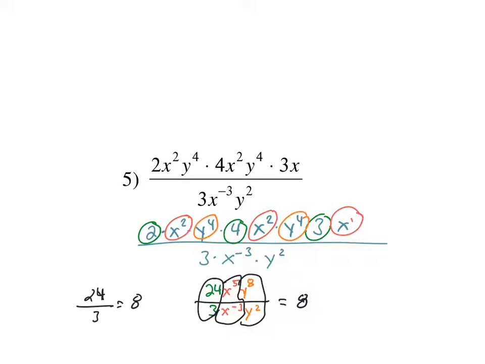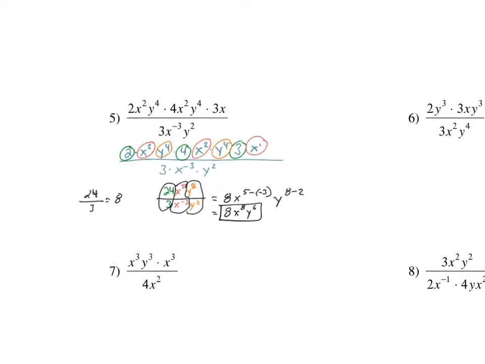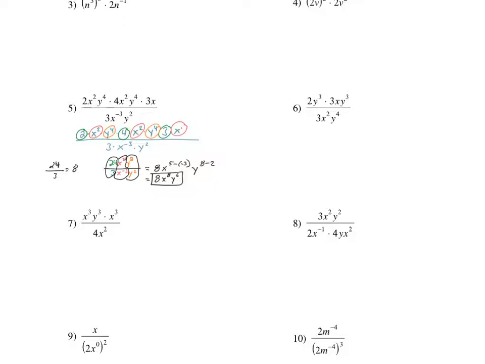With my x's, well, I'm going to subtract, right? So I need to subtract my exponents. So I have 5 minus a negative 3. And I have y, 8, minus the number on the bottom. So 5 minus a negative 3 gives me the power of 8. And y, the power of 6. There we go. Right, you have number 6 to try.